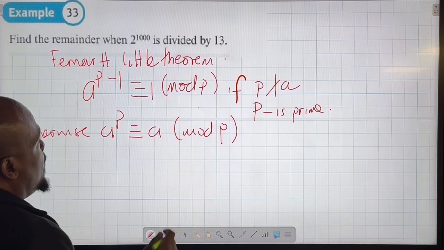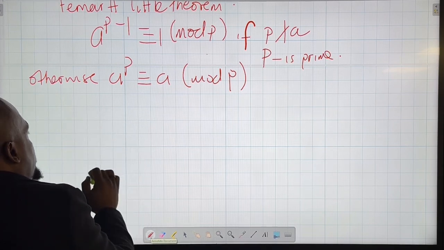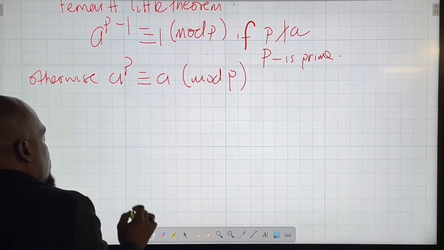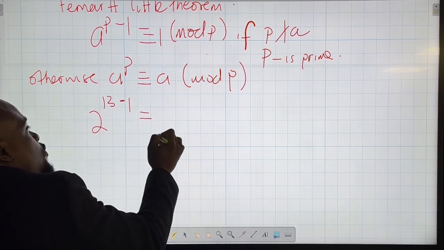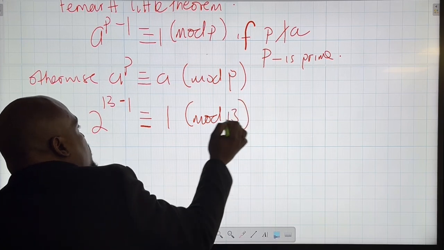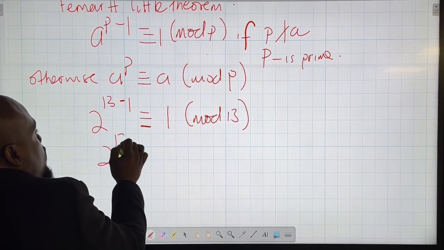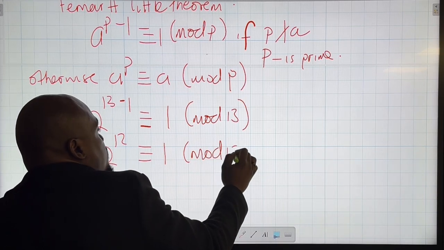So we can see that for this theorem, since 13 is prime, what it means is 2 to the power of 13 minus 1 is congruent to 1 in mod 13. In short, 2 to the power of 12 is congruent to 1 in mod 13.